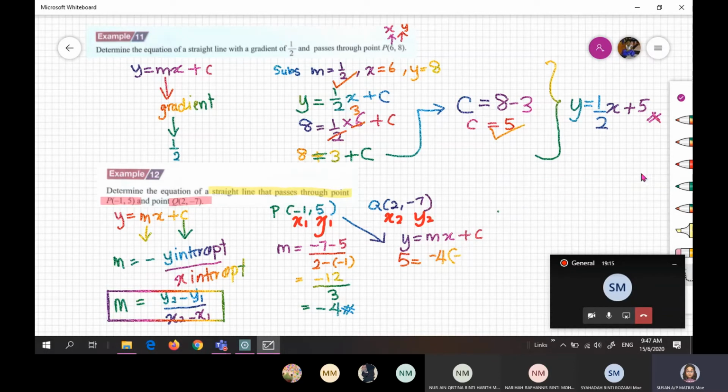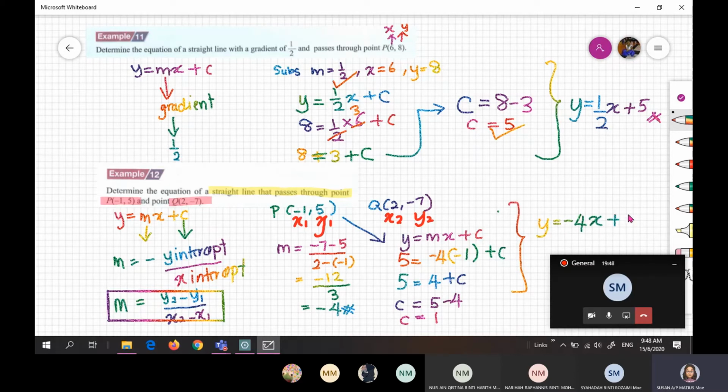Okay, so here you will get 5 equals negative 4 multiplied by negative 1, you get positive 4, plus c. So c or y-intercept is equivalent to 5 minus 4, which is 1. So the equation now is y equivalent to, what is the value of m just now? Negative 4x plus 1. Okay, so this is the equation.